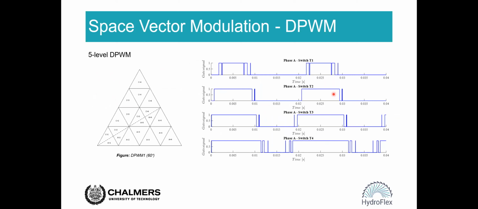And for this 5-level converter, we can use the same method to achieve the DPWM1. And by dedicating which small zone should have which clamped state, then we can get to the DPWM1. On the right side is a gate signal in one phase of this 5-level converter for different switches.